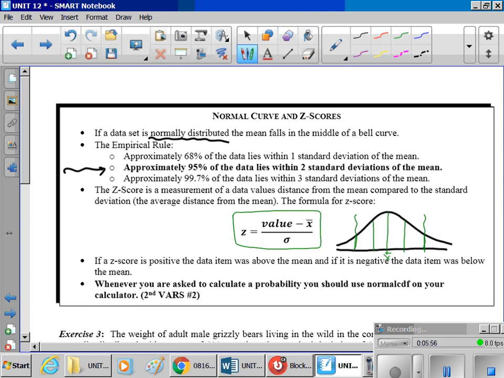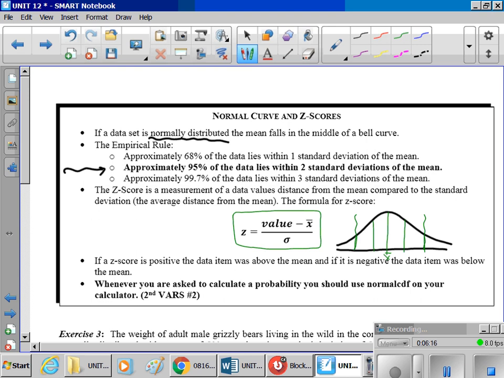If it's negative, it means it's below the mean, so it's lower than the mean. And if it's positive, it's above the mean. So if you're thinking about something like test scores and the value you have turns out to be negative, you know you're falling in the lower half of the data. And if it's positive, you're falling in the upper half of the data.